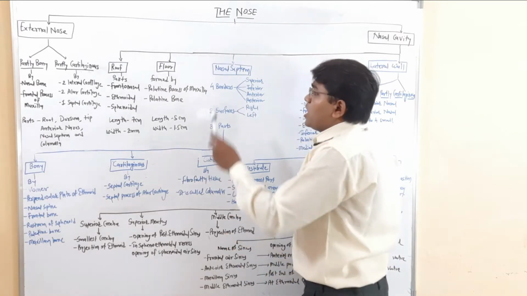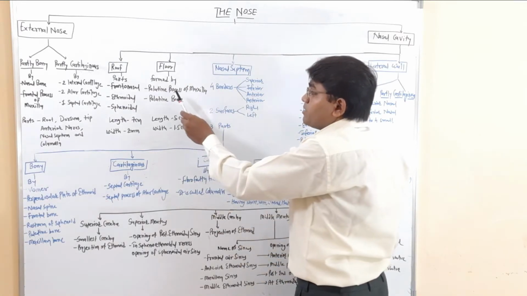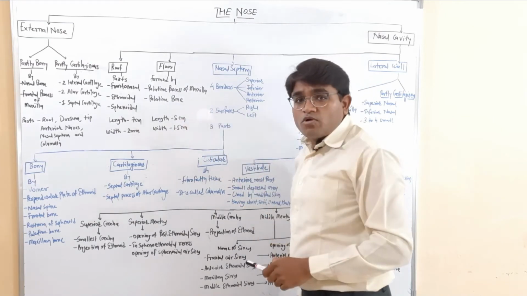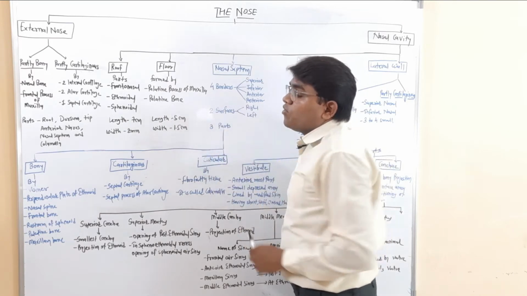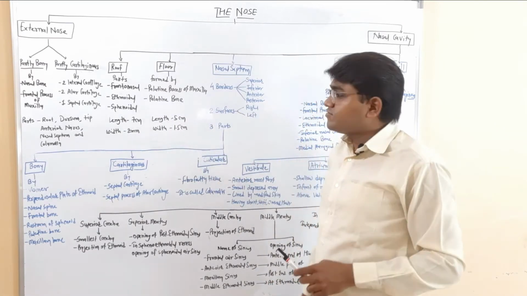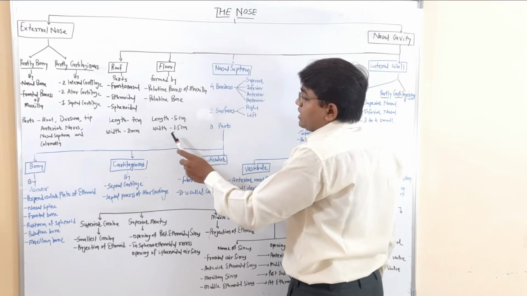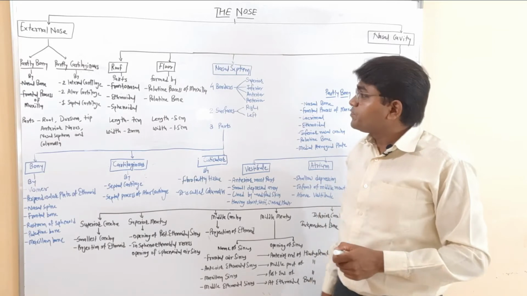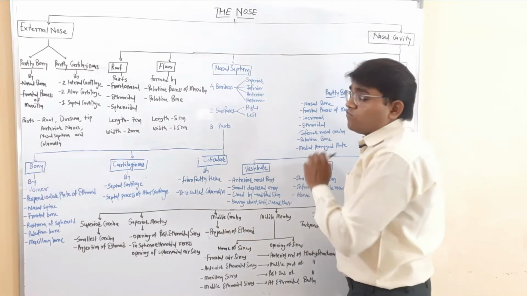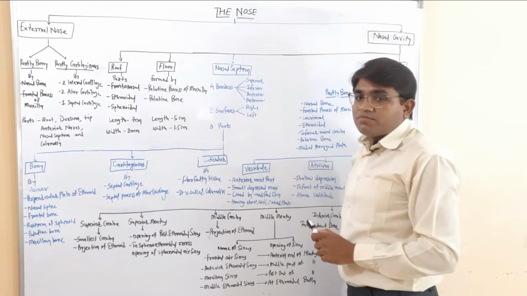Then the floor. The floor is formed by the palatine process of the maxilla bone on the anterior side and the palatine bone on the posterior side, and it is about 5 centimeter long and its width is about 1.5 centimeter. Then the medial wall of the nasal cavity or the nasal septum.